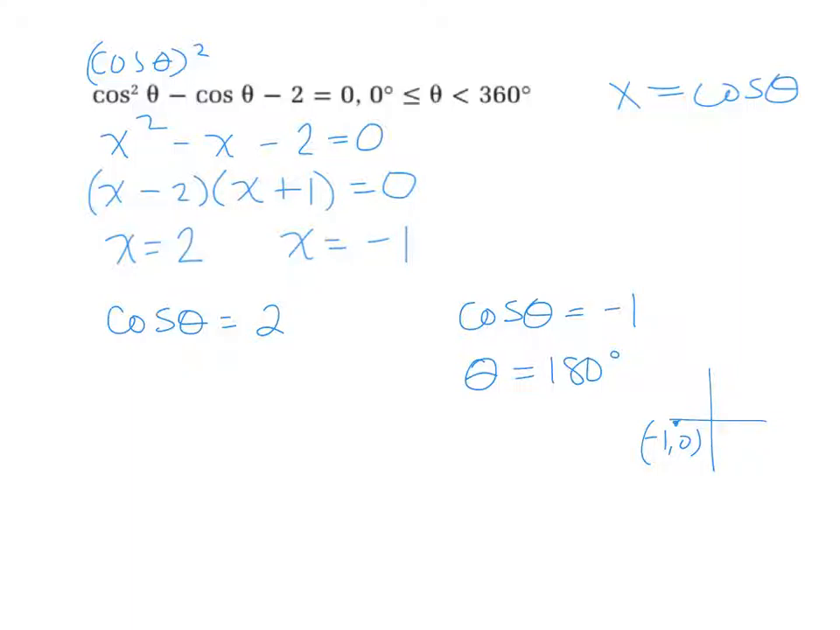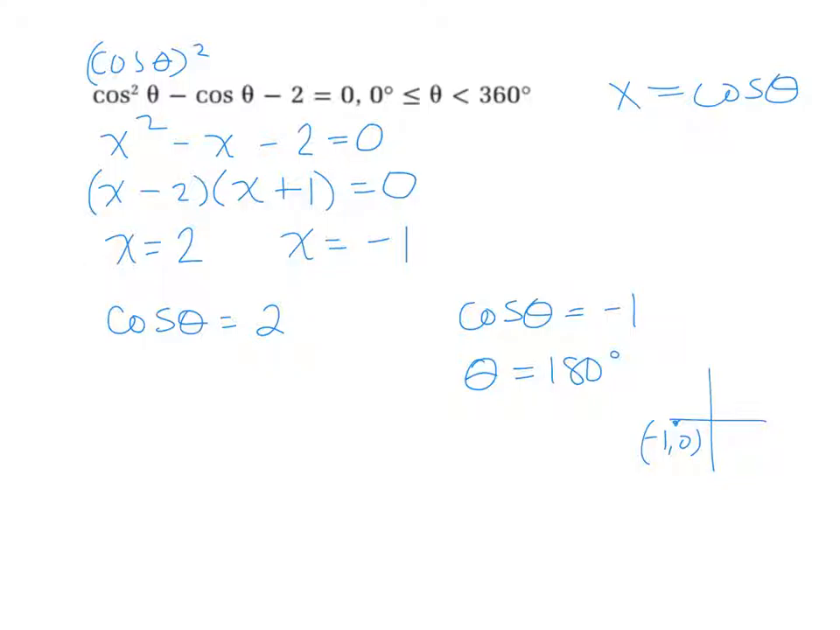And then we have cosine theta equals 2. Remember the last one, we couldn't use the special triangle because we could never get a 1-to-1 ratio. If we're looking at cosine, we're never going to get a 2-to-1 ratio of adjacent over hypotenuse, right? Because the hypotenuse has to be bigger than the adjacent.